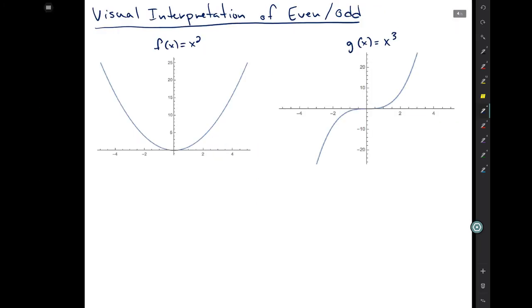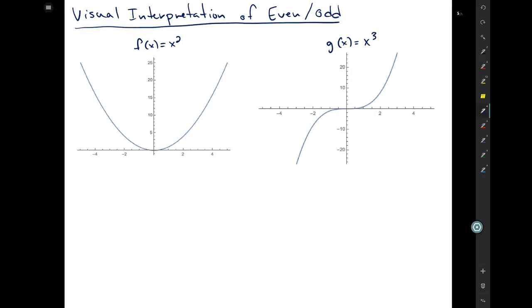Okay, let's look at a couple of pictures. Here I have our two easy functions that we started with, f of x equals x squared. Remember, we found on the first slide that this is an even function. And we have g of x equals x cubed. On the first slide, we saw that this is an odd function. So here's a visual interpretation of what exactly is going on with these two functions.